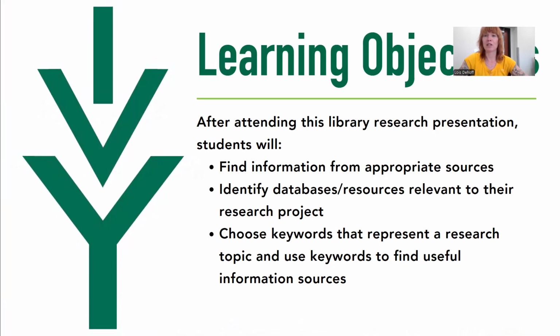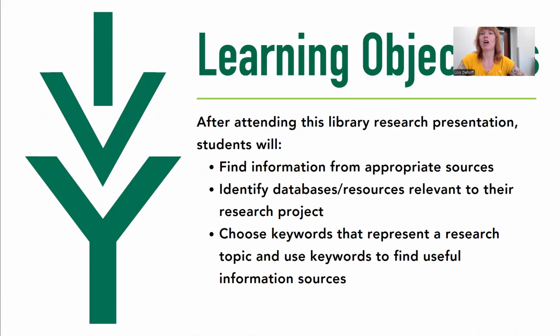So our learning objectives during this presentation are that students will become more independent in the research process. We want you to be able to find information from appropriate sources, and ideally, we're going to start with the library sites. We're going to talk about identifying databases and resources that pertain or tie to the research project. And then we're also going to talk about choosing keywords that represent the research project and topic and using those in order to find the information that you need.